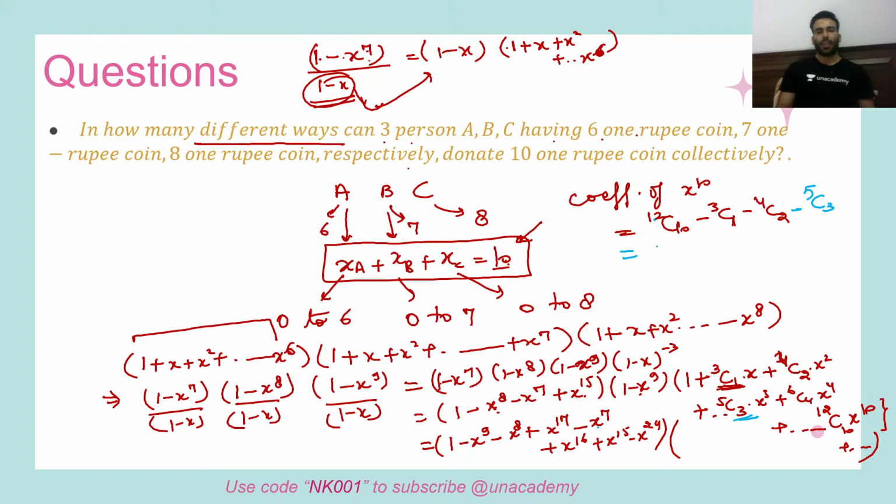So what is 12C10? 12C10 will be 12 into 11 by 2, minus this is 3. What is 4C2? 6, right? 4 into 3 divided by 2, 6. And what is this? This is 10. So this will cancel out 6. 66 minus 19, right? This will give what? 47, correct? 47 is the answer. So guys, 47 ways. So there are 47 different ways by which these ABC can donate, donation, 10 rupees coins. Cool.